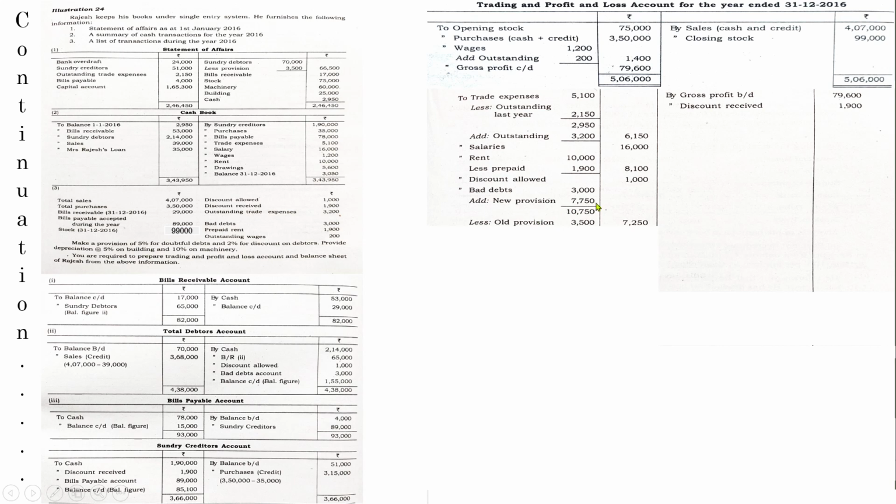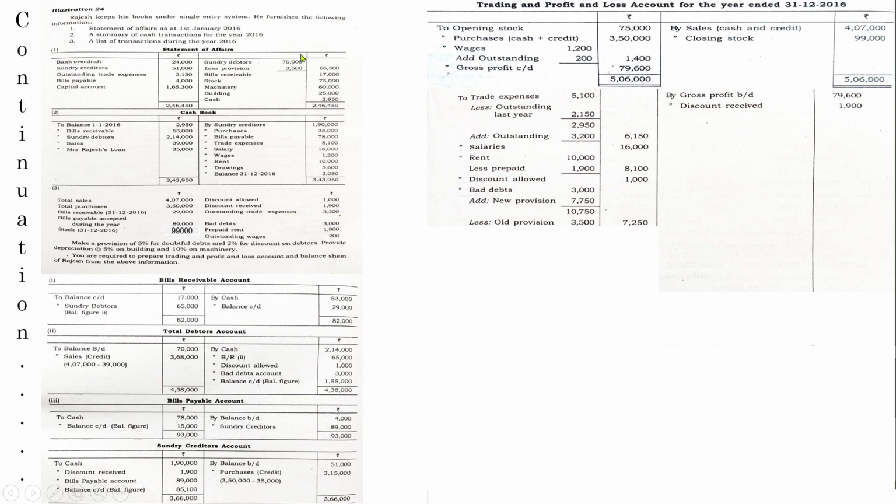We will discuss about that very briefly. Anyway, understand this one. Bad debts, you need to add new provision, you need to less old provision. You may think that we will discuss about the 7750, but the thing is, where is this old provision 3500? There is no information regarding old provision in any of the details given here. But if you look closely through each individual item, you can see that there is one item that is given in the opening statement of affairs.